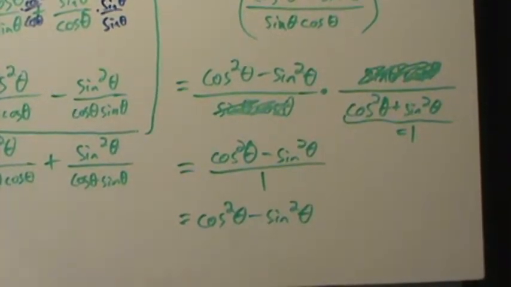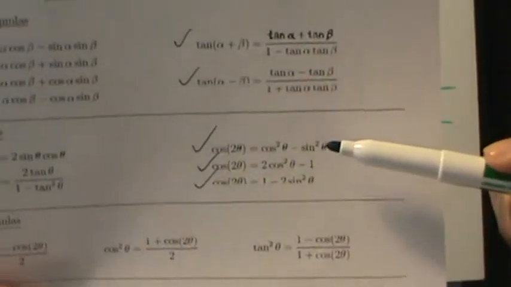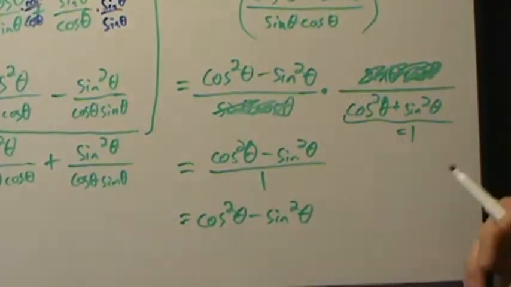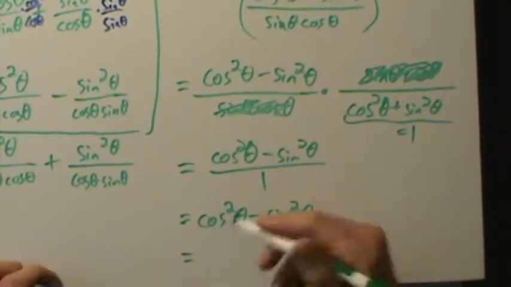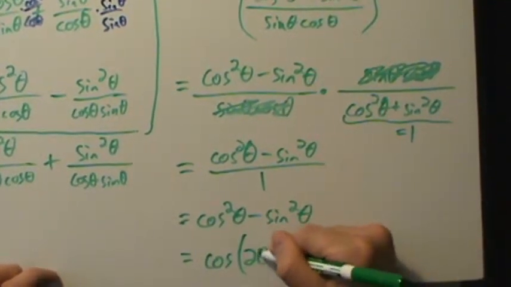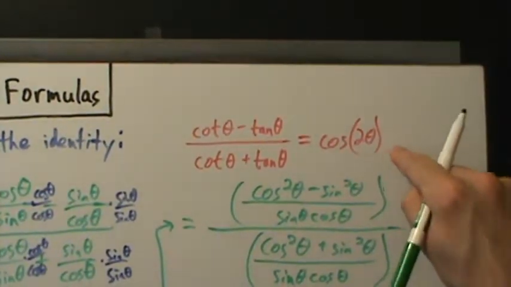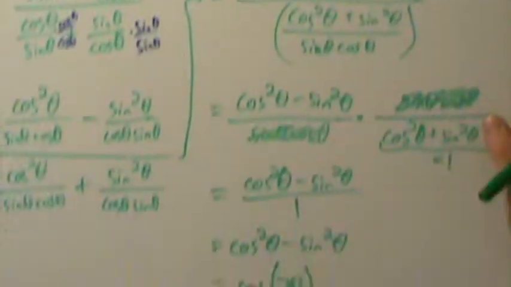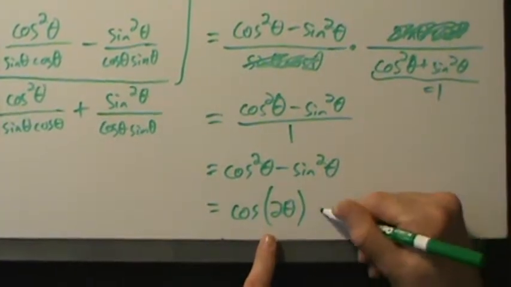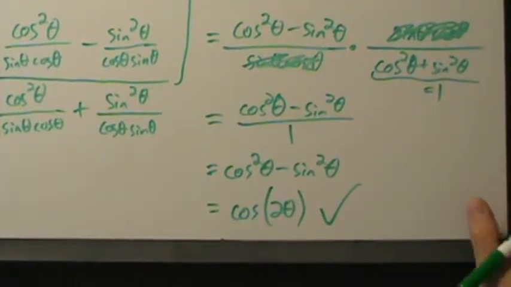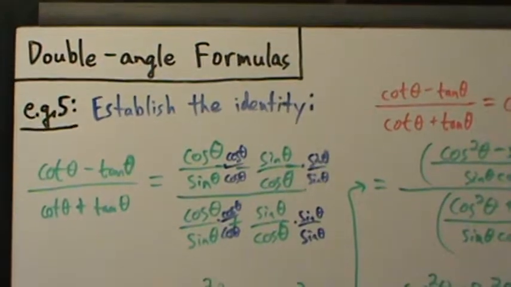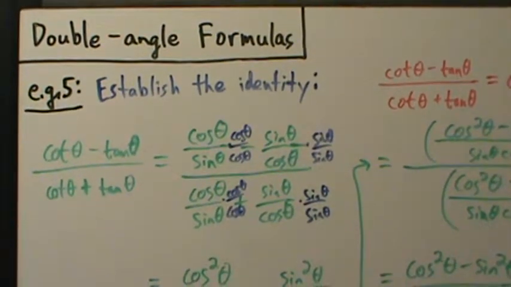So if we go back to our formula sheet here, we see cosine squared of theta minus sine squared of theta. That is cosine of 2 theta. So this exactly equals cosine of 2 theta. And if we look back up to the identity we're supposed to establish, that's exactly what we wanted. Okay, we wanted cosine of 2 theta in the end. That's exactly what we just had, what we just got. So that's example 5 of using double angle formulas, and it's established the identity problem.